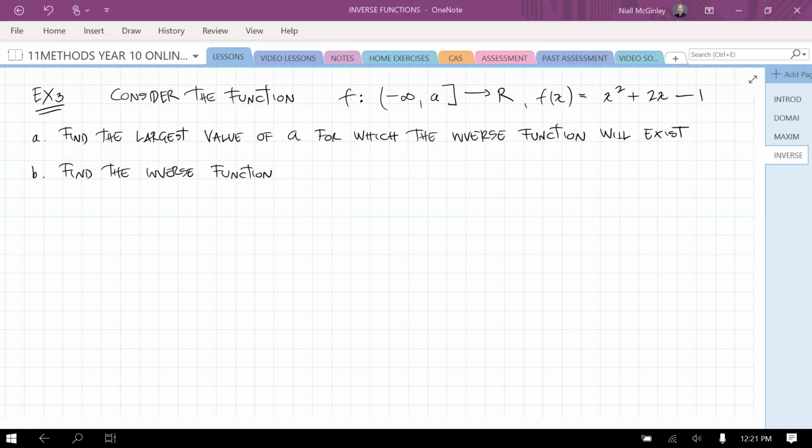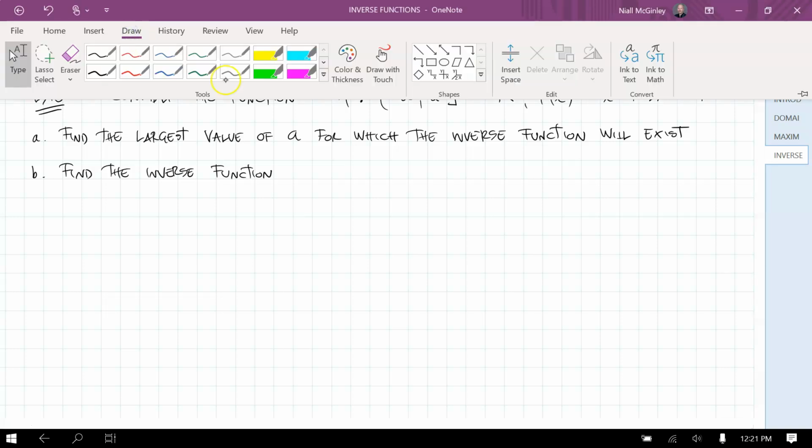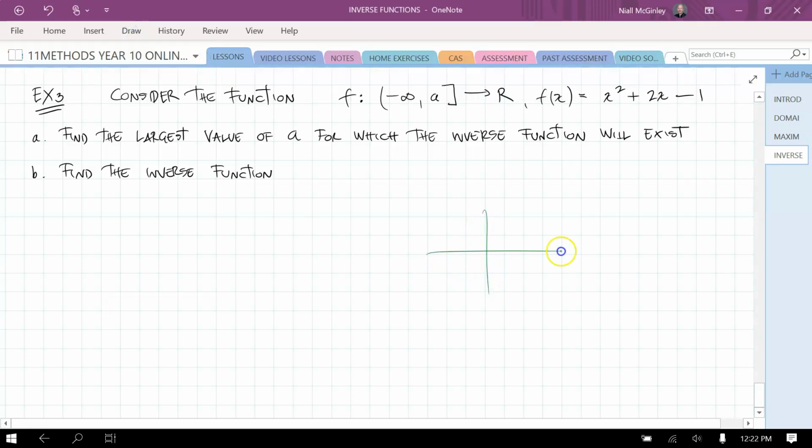Another example for finding inverse functions is this one. So considering the function here, you see a parabola. So the function is a parabola, therefore you should have the understanding that a parabola is going to look like this.